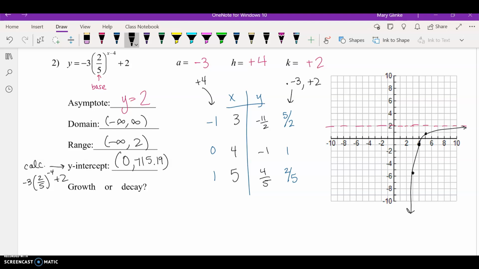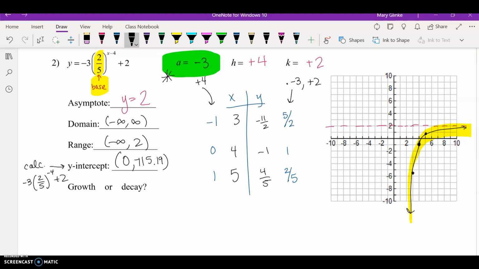Now for growth or decay, we have kind of a conflict going on here. Our base here is a fraction in between 0 and 1, so you would say it's decay. But if you look at your graph from left to right, your graph is not going down or decreasing from left to right. It's increasing from left to right. So what's happening here is our A value is negative, which flips it over.